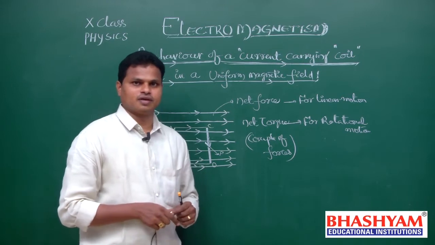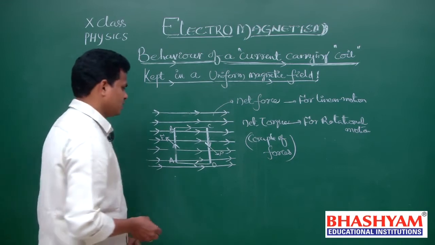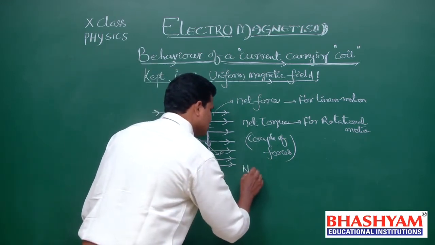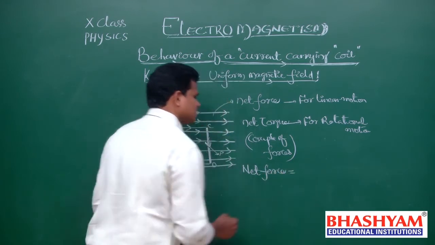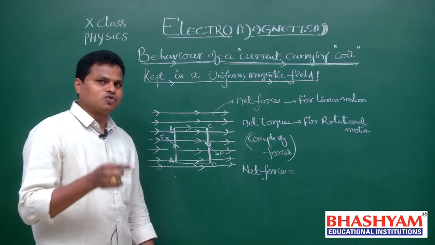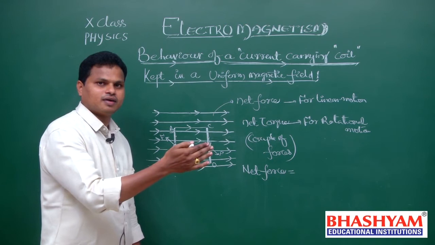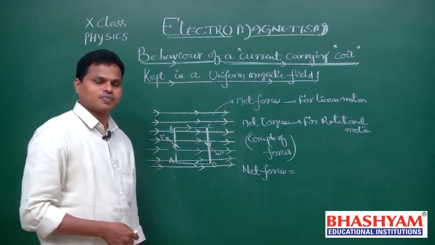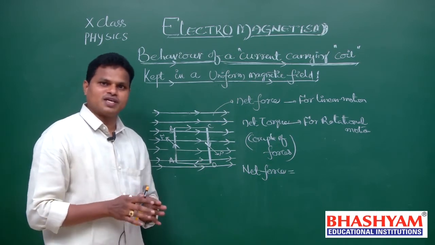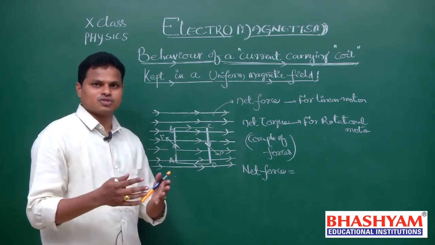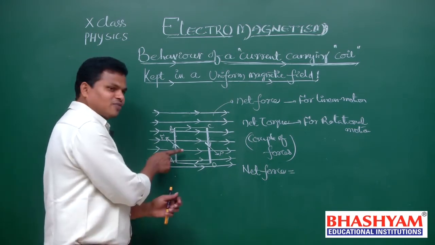Now check it once. What is the net force on the coil? We know that net force means the sum of the forces. If the two forces are moving in the same direction, they will be added, for example F1 plus F2. If the two forces are acting in opposite directions, the net force is F1 minus F2, based on the greater force.